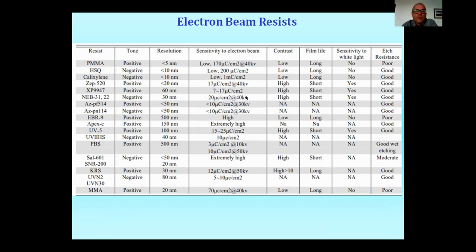Unfortunately, both resists have low sensitivity and are not suitable for high-speed production. So the choice of the electron beam resist depends on the application: either the highest resolution is expected, or quick exposure is expected. Everything depends on the application.